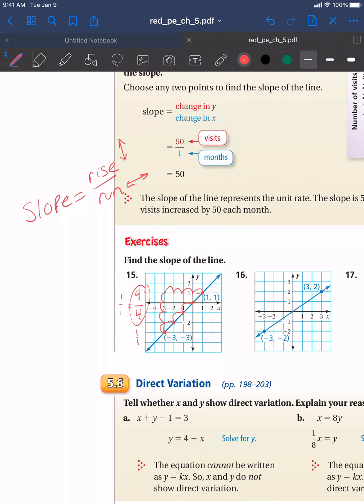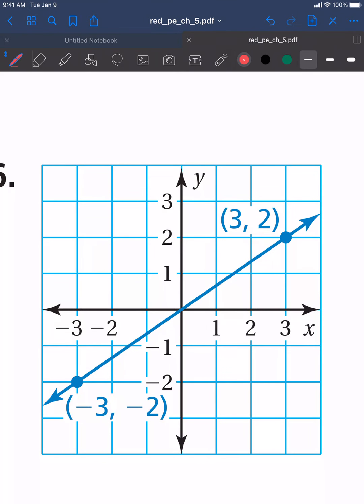Okay, let's try number 16. Right away, I see that there is a dot in between. But that's okay. Let's just go find the slope by the 2 given points. How do I get from my lowest point to my top point? Up how many? 1, 2, 3, 4. Up 4. Over how many? 1, 2, 3, 4, 5, 6.